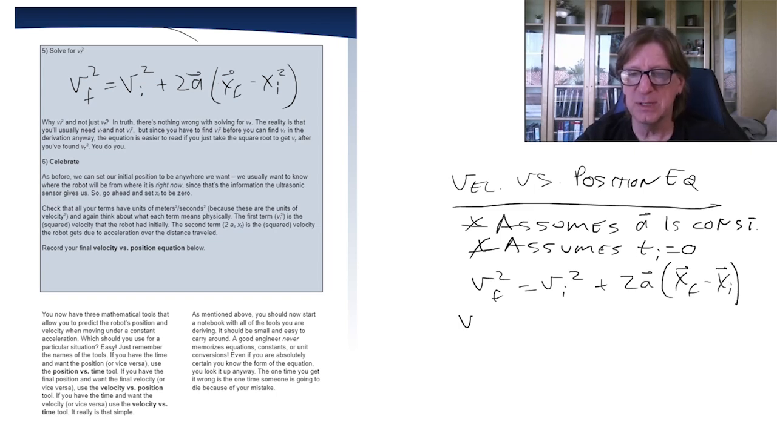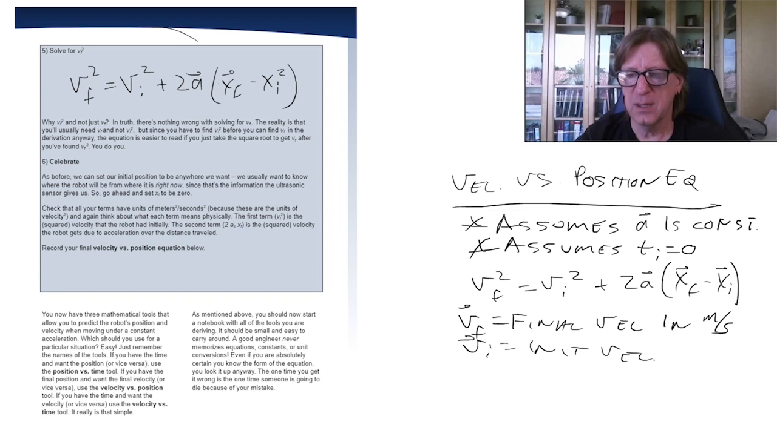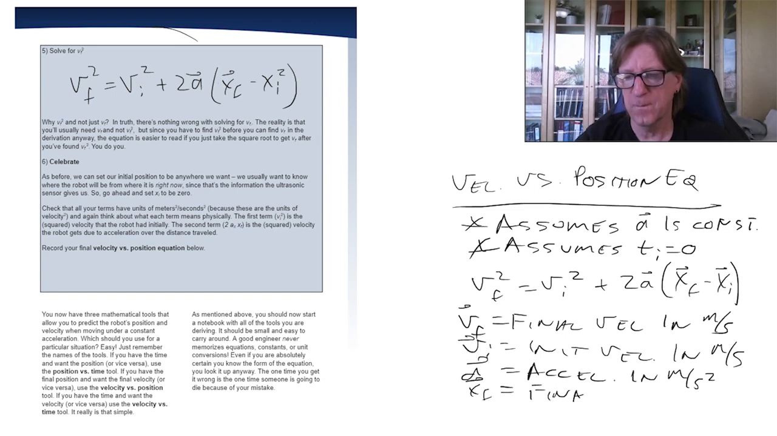All right, and then I'm going to define my symbols, of course. VF is the final velocity in meters per second. VI is the initial velocity in meters per second. A is the acceleration, which is constant, in meters per second squared. XF is the final position in meters, and XI is the initial position in meters.